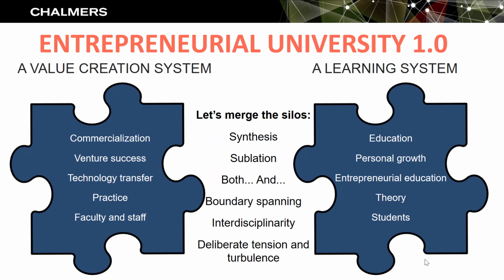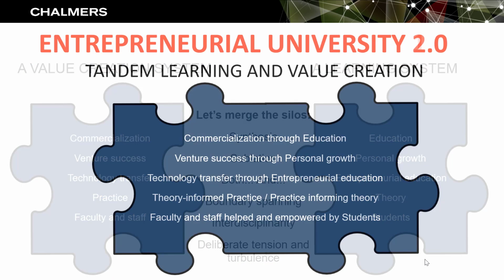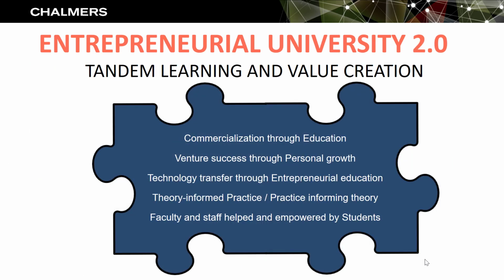Let's merge these silos. Let's do a synthesis or a sublation, as Hegel would call it, of value creation and learning, and try to span boundaries here in an interdisciplinary way, and deliberately introduce tension and turbulence into this. Then we get Entrepreneurial University 2.0, where we have a tandem learning and value creation system. Commercialization through education, venture success through personal growth, technology transfer through entrepreneurial education, and theory-informed practice, and also the other way around, practice informing theory.